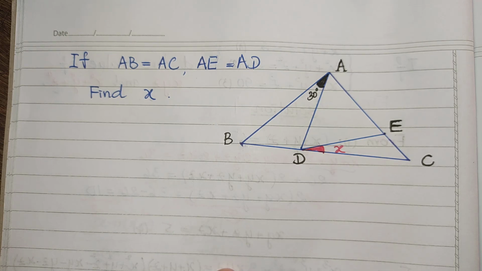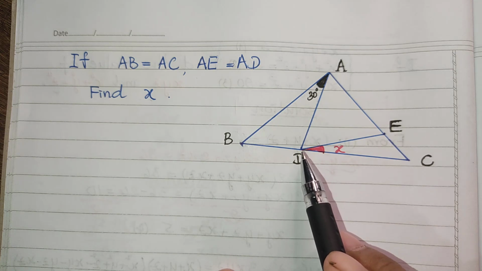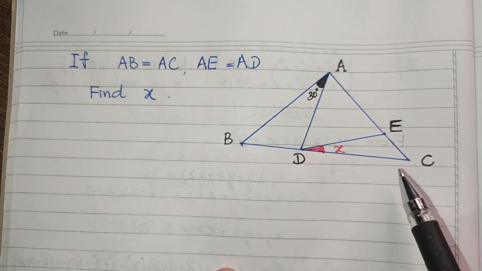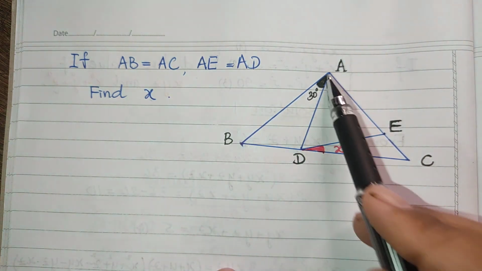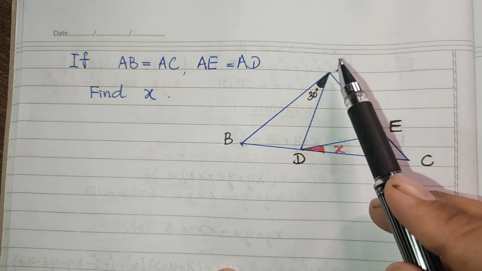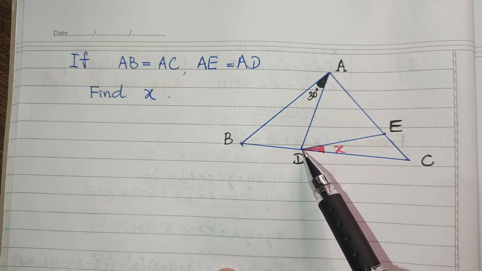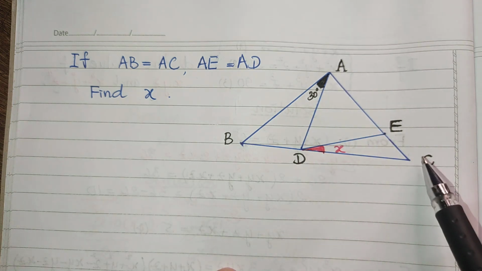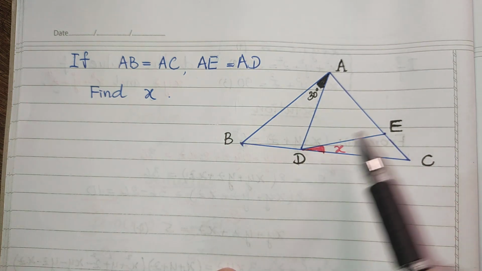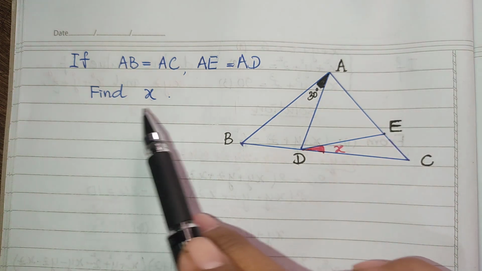Today I have one exercise with this figure of the triangle ABC. We know that AB is equal to AC and AE equals AD, that this angle BAD is equal to 30 degrees and this angle CDE equals 8 degrees. Find the value of H.